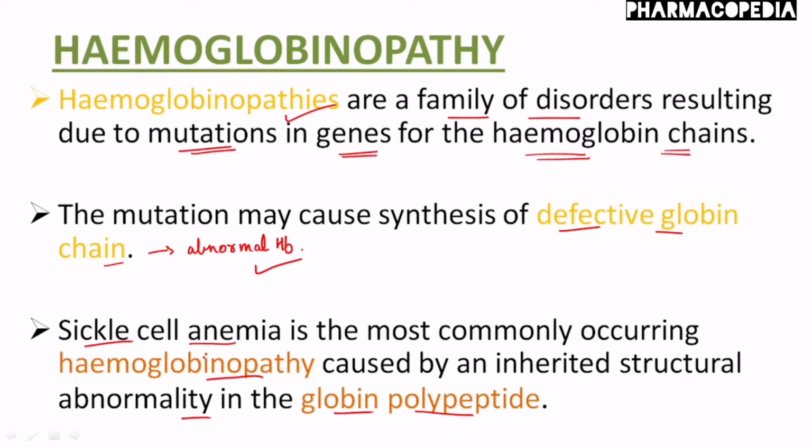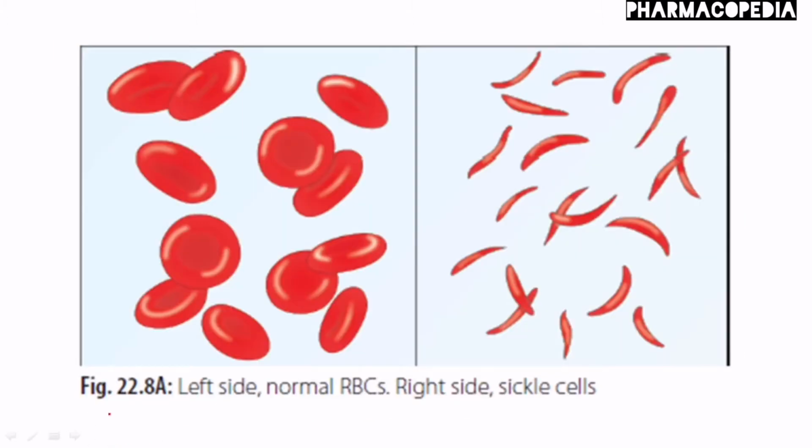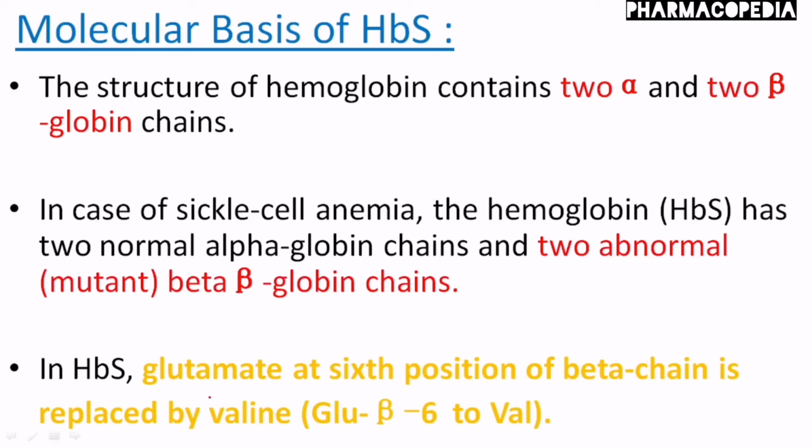Okay, so apart from sickle cell anemia, hemoglobin C disease and thalassemias are also types of hemoglobinopathy. As you can see here, on the left side this is the normal RBC, and this is the RBC of a person having sickle cell anemia, which resembles a sickle shape. So yes, talking about the molecular basis of hemoglobin S.